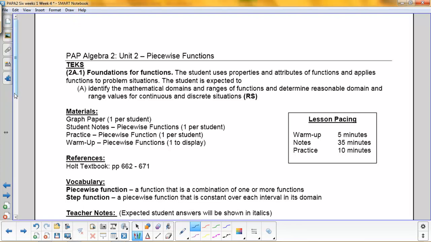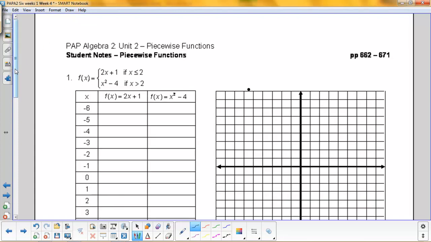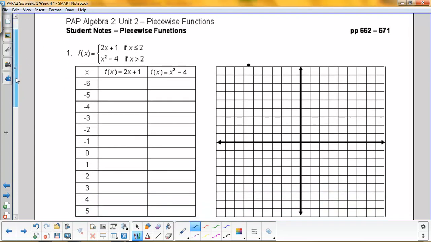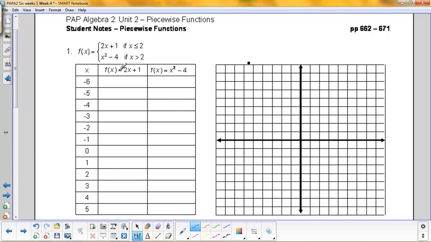Piecewise functions, day 1. Please note the vocabulary: piecewise function and step function. Alright, example number 1 is going to help you organize piecewise functions by first starting with table values and then transferring those table values into a graph.